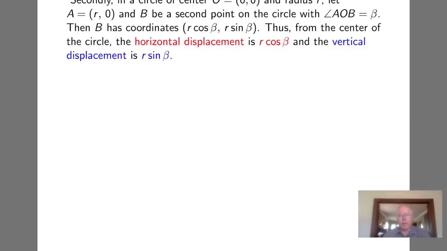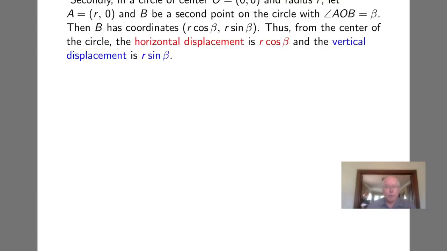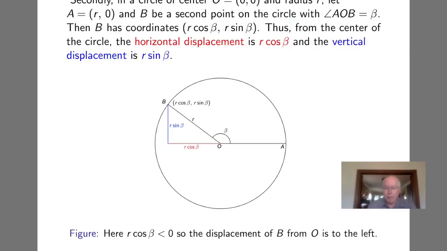The second fact we'll need involves looking at displacement from the center. Suppose we have a circle of radius r, and let A equal (r, 0) and B be some second point on the circle with angle AOB equal to beta, the circle, of course, centered at the origin. We claim that B then has coordinates (r cosine beta, r sine beta), and so from the center of the circle, the horizontal displacement is r cosine beta, the vertical displacement is r sine beta. So there's what our picture looks like.